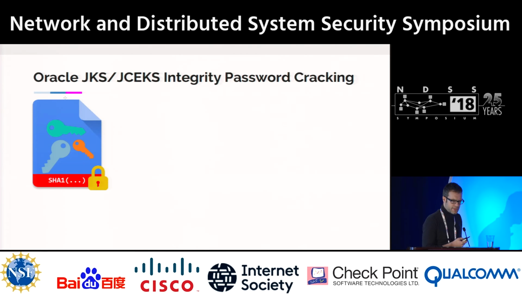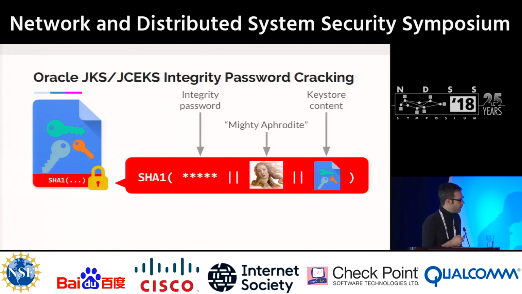And it's a SHA-1 of what? It's the SHA-1 of the integrity password, the string Mighty Aphrodite, and the keystore content. So in this way, if an attacker tampers with the keystore content without knowing the password, it is not possible to recompute a valid SHA-1, and then the user can understand if the keystore has been tampered with or not.